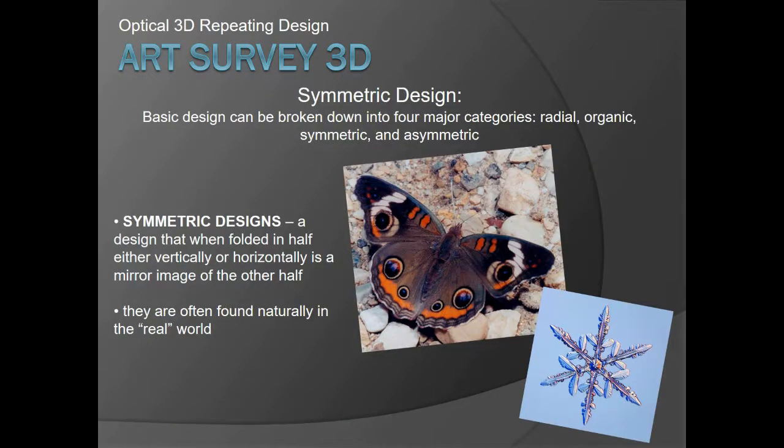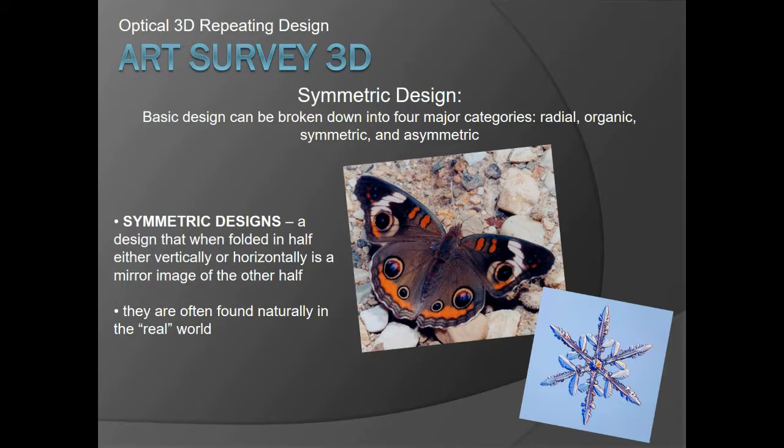The third type of design that we're going to discuss is symmetric design. Symmetric design is a design that when folded in half, either vertically or horizontally, one side is a mirror image or the exact same as the opposite side. You can find this in the real world just as much as you can find it in art.